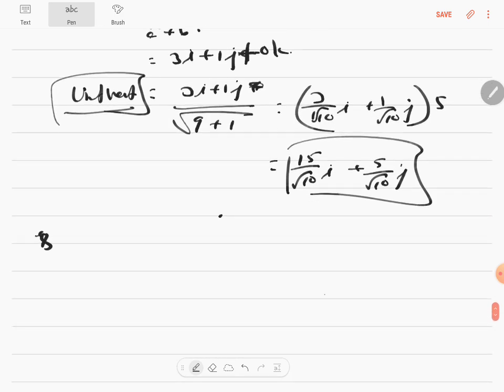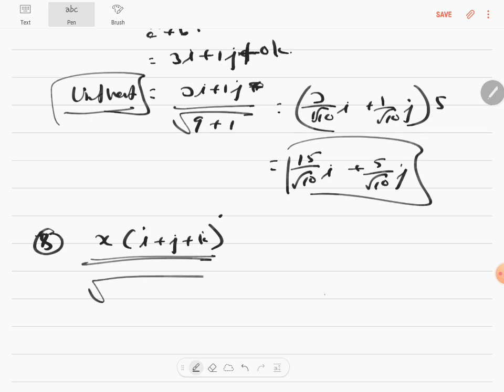The fifth question is, find the value of x for which x into i cap plus j cap plus k cap is a unit vector. This itself is a unit vector. You don't have to convert it into a unit vector. They've given that this vector itself is a unit vector. The magnitude itself is unity.